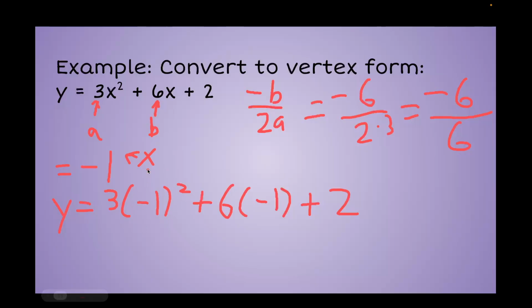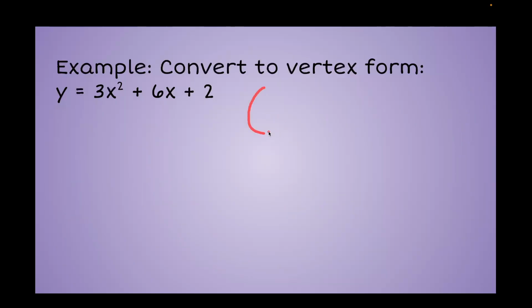Over here, this is negative 1 squared, which is 1, then times 3, which is 3. This is 6 times negative 1, which is negative 6. And plus 2, this is negative 1. This is our y. So we have our x and our y. So our vertex is negative 1, negative 1. They're both negative 1. Okay, but this is just the vertex. We don't have it in vertex form yet.